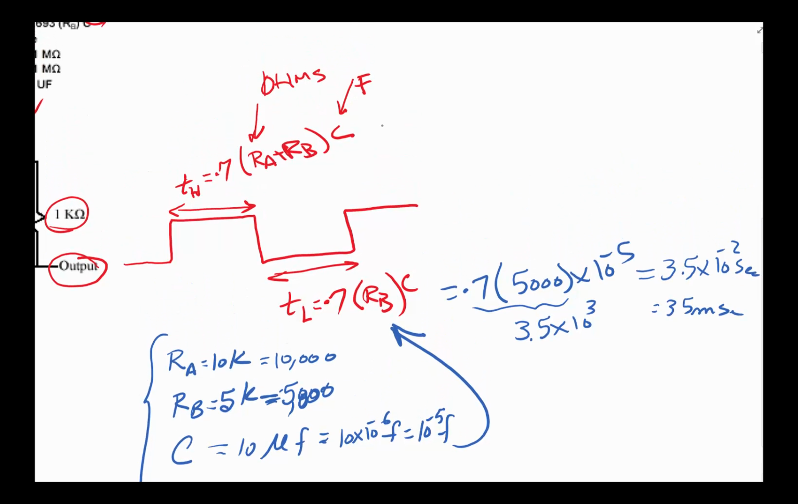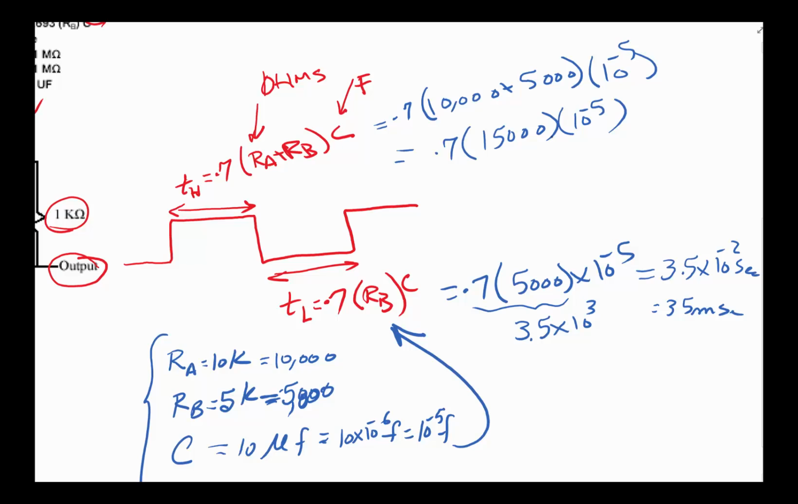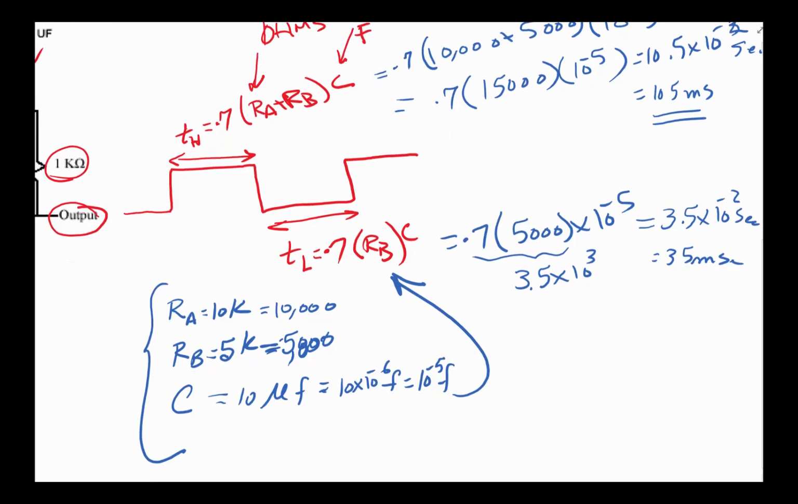And then the high part is going to be 0.7 times 10,000 for RA plus 5,000 for RB, multiplied by 10 to the minus 5. So it's 0.7 times 15,000 times 10 to the minus 5. When we multiply this out, it's 10.5 times 10 to the minus 2 second, which is 105 millisecond. Now let's carry this forward.